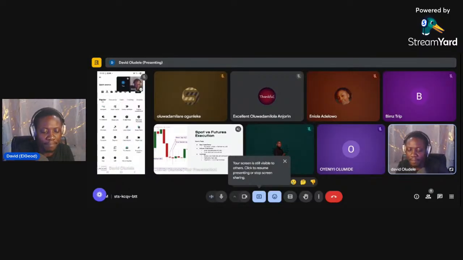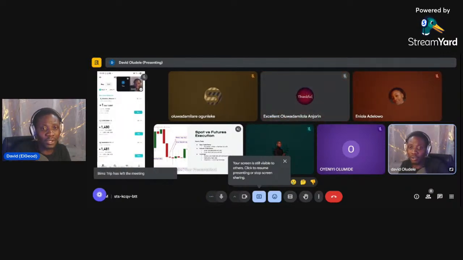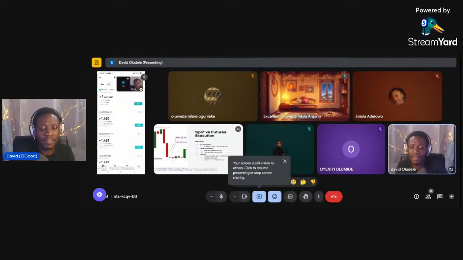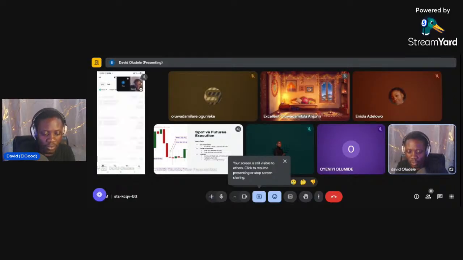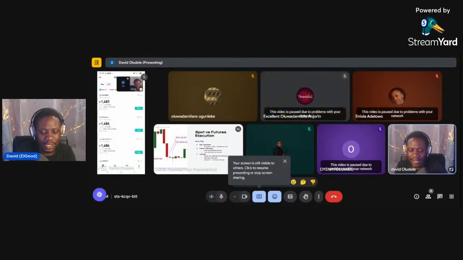Then you have P2P. You can always work around P2P, which is where you convert naira to dollar and dollar to naira, and you can use naira to buy dollars. That's how you get your account funded on all these exchanges. The current buying price for the naira is 1,480. The current selling price is also around 1,480. You can always use the limit function to choose the amount you want to buy. Let's say 100K worth of US dollars in the P2P market. So that's all there is about that.